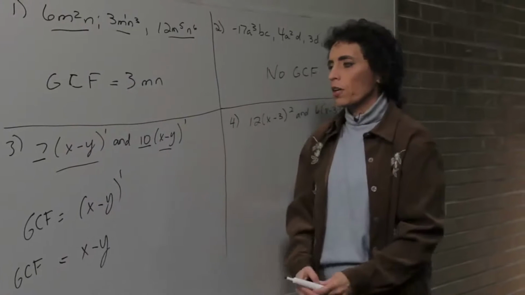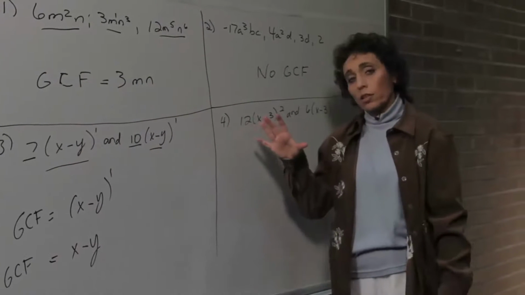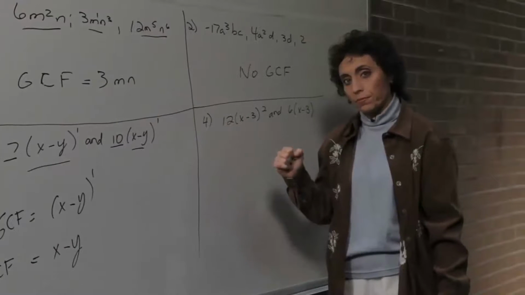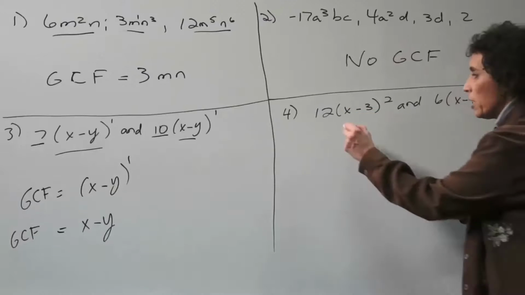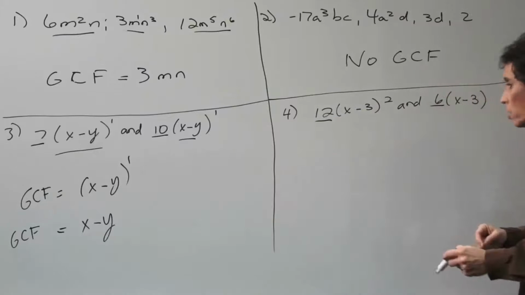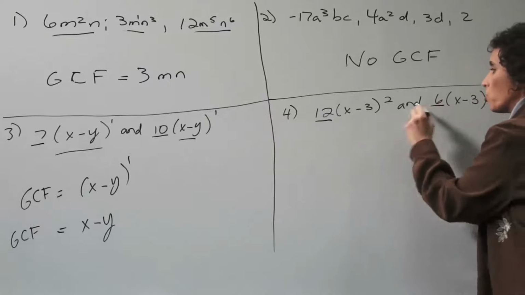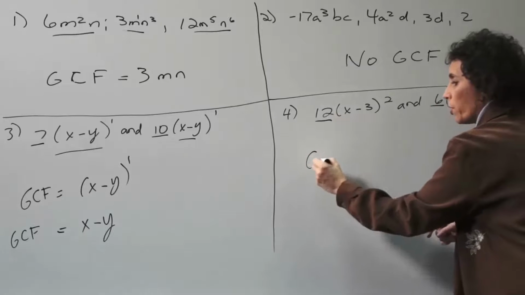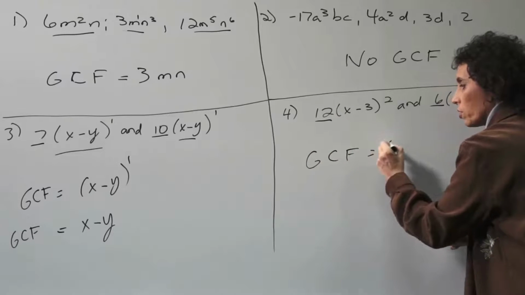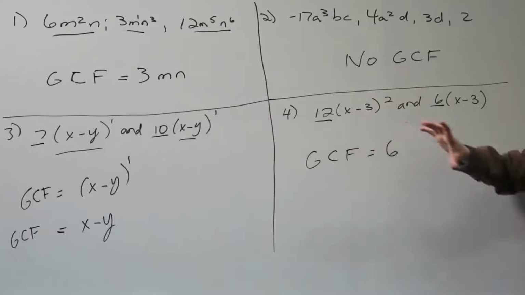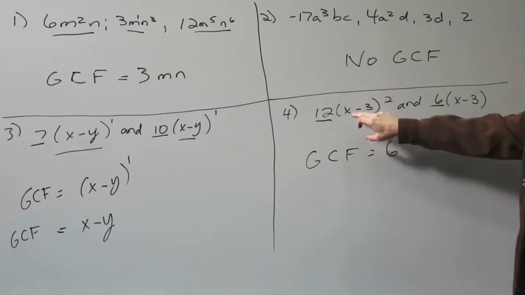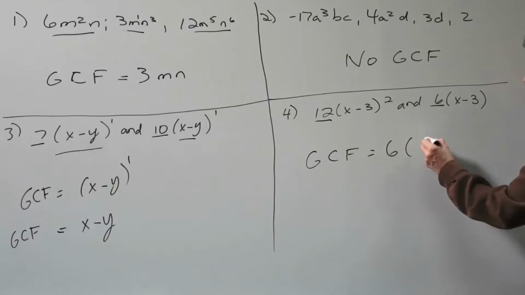Okay? So, let's walk over to 4. Come on, walk with me. Okay, we're walking over to 4. I'm looking at the numbers, the 6 and the 12. We look at the 6. 6 goes into both of those, so part of our GCF is definitely the 6. Now, we can't look at just the x, because that's not a factor. That's a term. So I have to look at the entire thing, x minus 3.